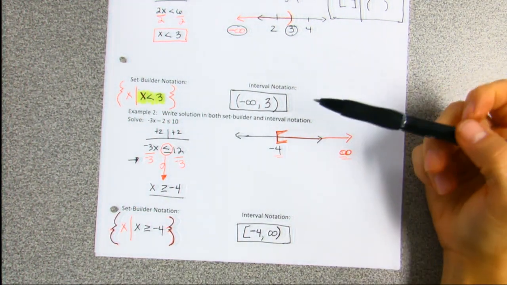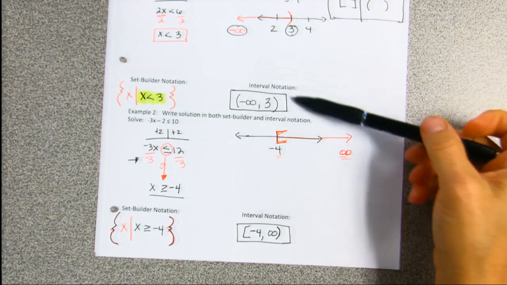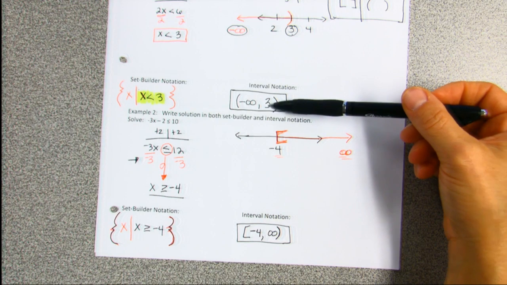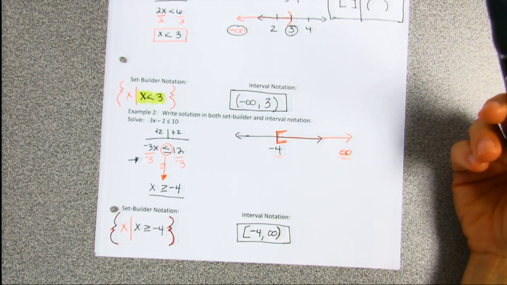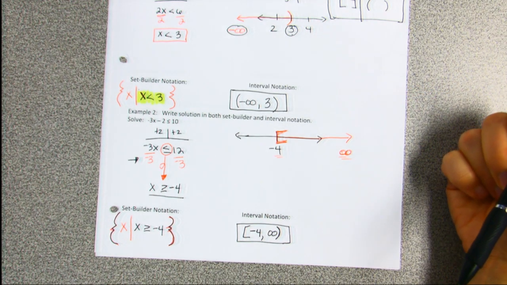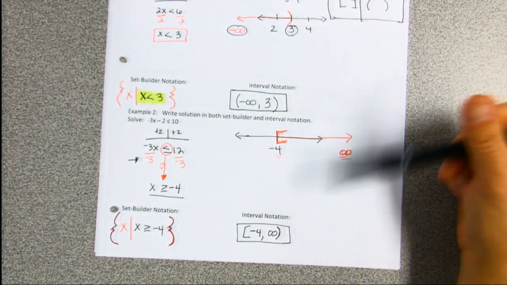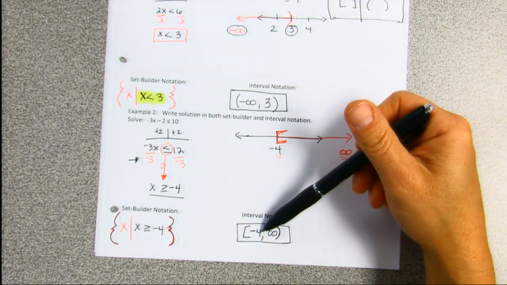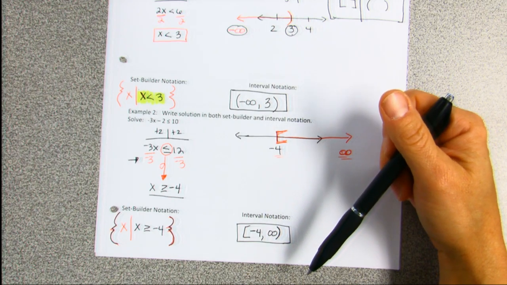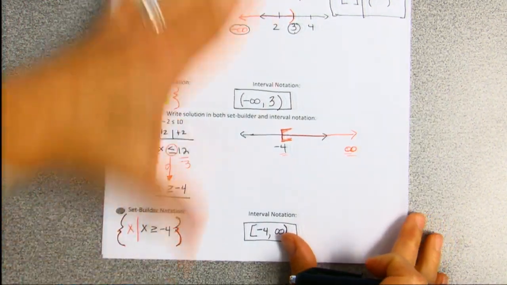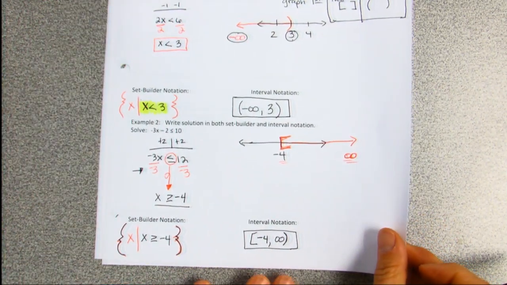So when you're looking at this, once you understand interval notation, you should know that means anything from negative infinity up to, but not including 3, could be a solution. 2.9, you know, any number could be. This one would be including -4 and anything bigger, maybe like 1,000, could be a solution, right? So that's the basics of that.